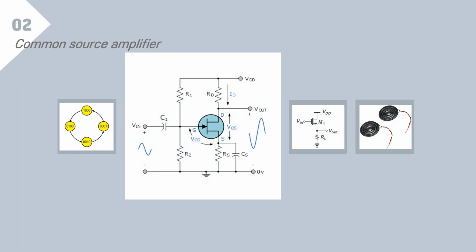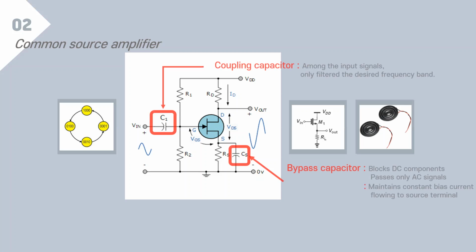This is a theory related to the common source amplifier. We used NMOS. The common source amplifier has large voltage gain and large current gain, and the input resistance is small and the output resistance is large. In the common source amplifier, the coupling capacitor was designed to filter only the desired frequency band.